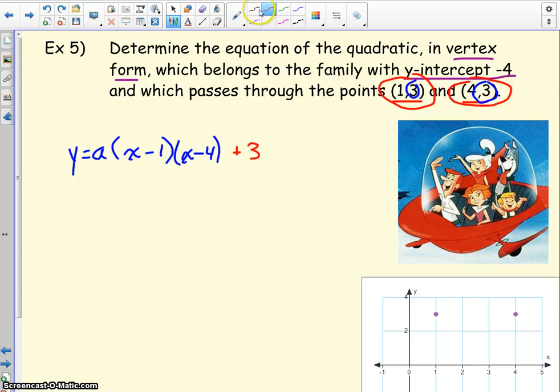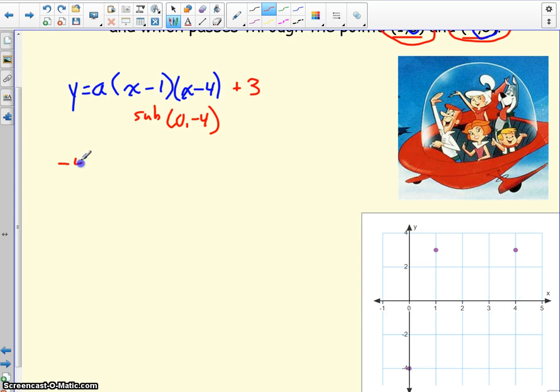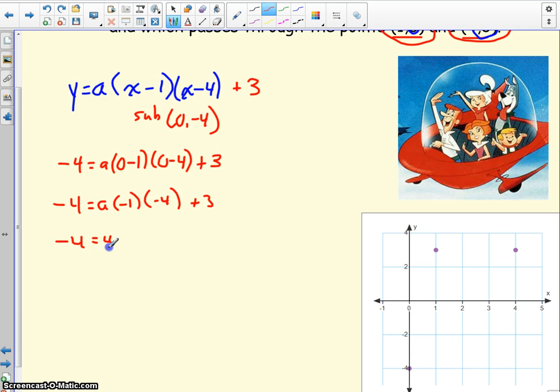So to find the a value, just like with every other form we've worked with, I need to sub in a point. So the point that I have here is the y-intercept of -4. So I'm going to sub in the point (0, -4). Okay, and that will help me solve for a. Okay, so it'll take some algebra here. So I have -4 equals a times -1 times -4 plus 3. -1 times -4 is positive 4.